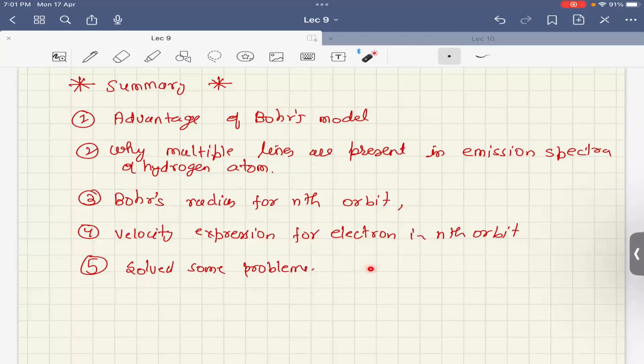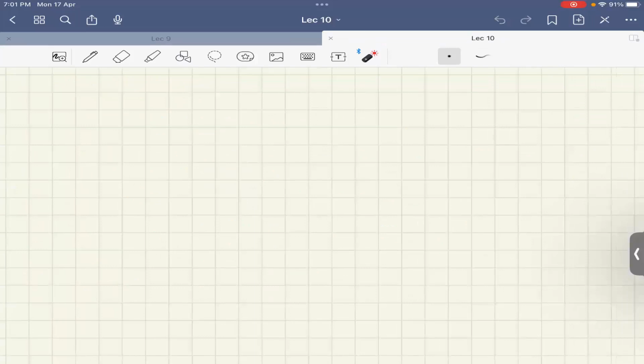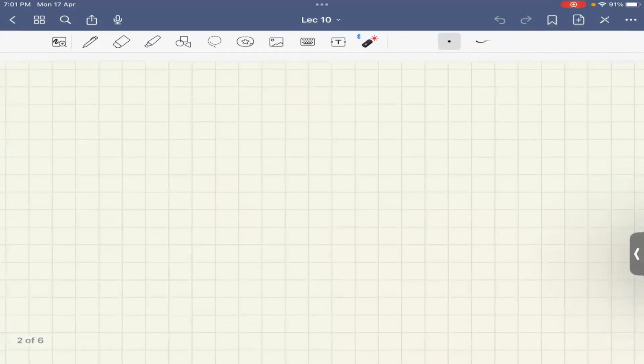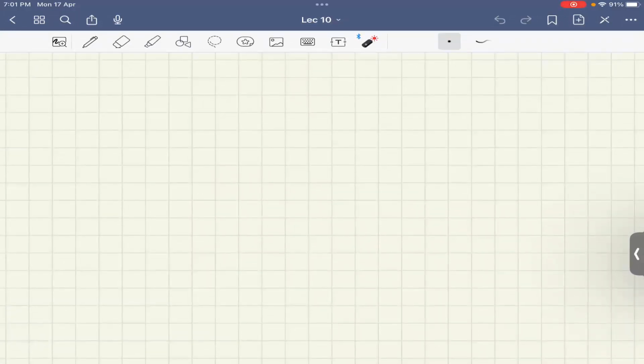Further, we also solved some 4 to 5 examples which showed how to apply these expressions which we derived. In today's class, we are going to study the concept of quantization of energy given by Bohr, and then the limitations of Bohr's model and how these limitations arise. For example, we are going to study the uncertainty principle given by Heisenberg and the dual wave and particle nature of matter. So let us begin.